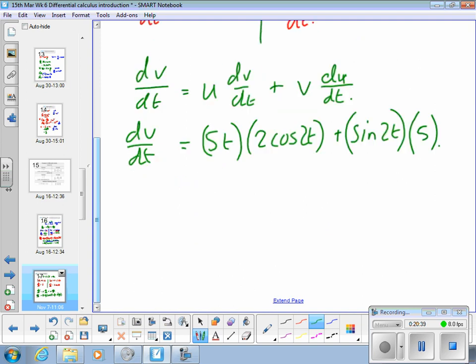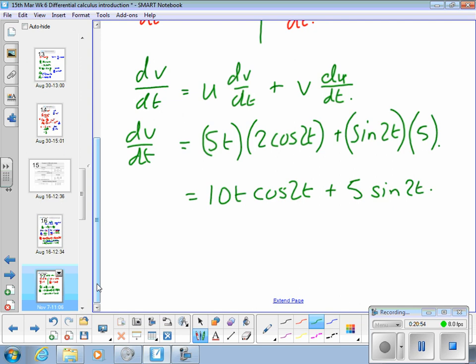Then we can simplify. So we've got 5 times 2 is 10t cos 2t plus 5 sine 2t. And that is dv by dt, which is the rate of change of voltage with time.